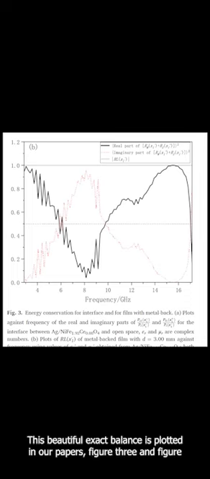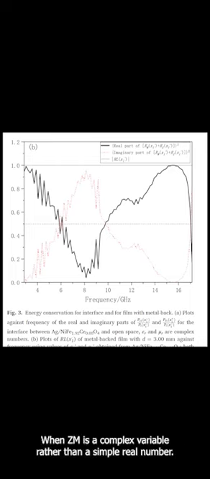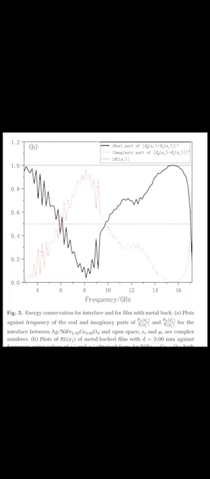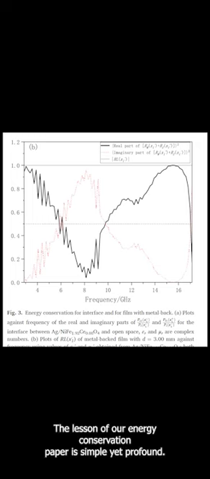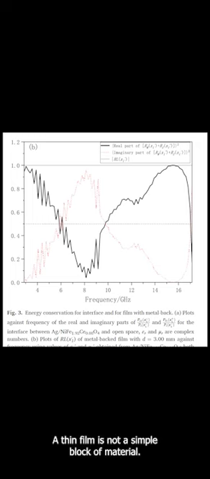This beautiful, exact balance is plotted in our paper's Figure 3 and Figure 4, proving that energy conservation behaves fundamentally differently when Zm is a complex variable rather than a simple real number. Scene 4, Conclusion, Cleaning the Swamp of Academic Errors. The lesson of our energy conservation paper is simple yet profound. A thin film is not a simple block of material, it is a wave-interfering boundary device.